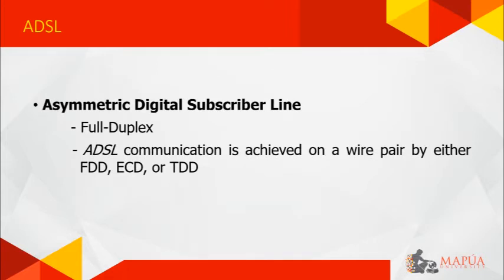In these current times, most ADSL communication is full duplex. Full duplex ADSL communication is usually achieved on a wire pair by either frequency division duplex, echo cancelling duplex, or time division duplex. ADSL supports a range of asymmetric data speeds that can reach up to 7 Mbps downstream and 1.5 Mbps upstream. ADSL can deliver simultaneous high-speed data and telephone service over the same line.